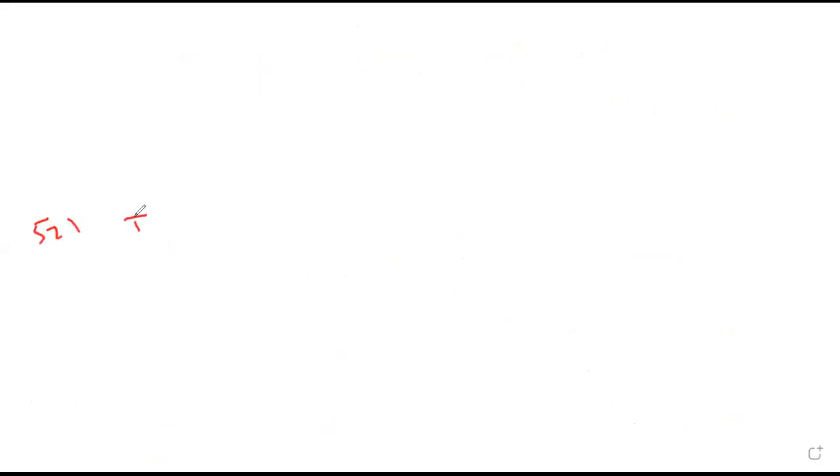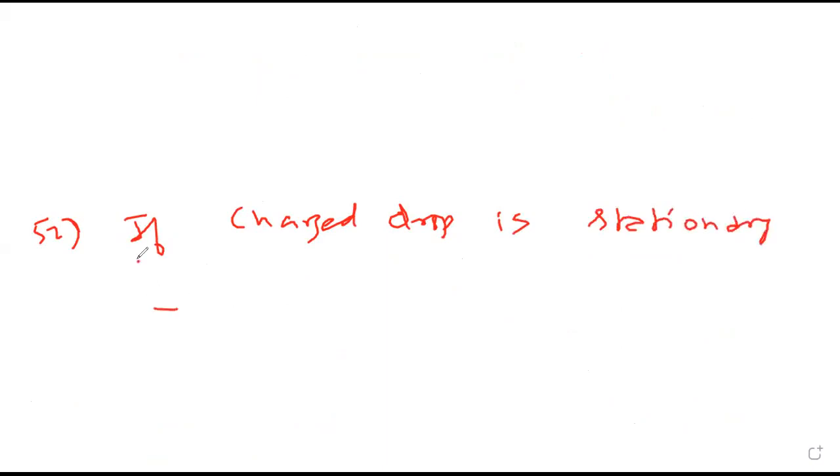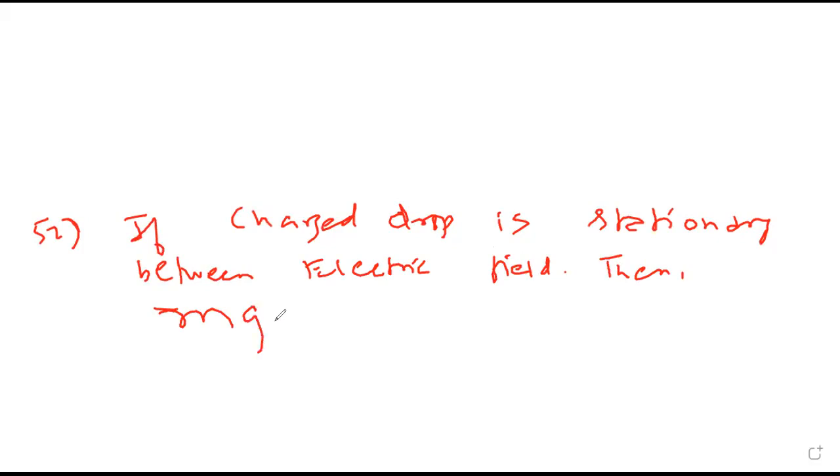If charged drop is stationary between electric field, then mg equals to electrical force. So in terms of voltage, you can write V upon T. Copy this also.